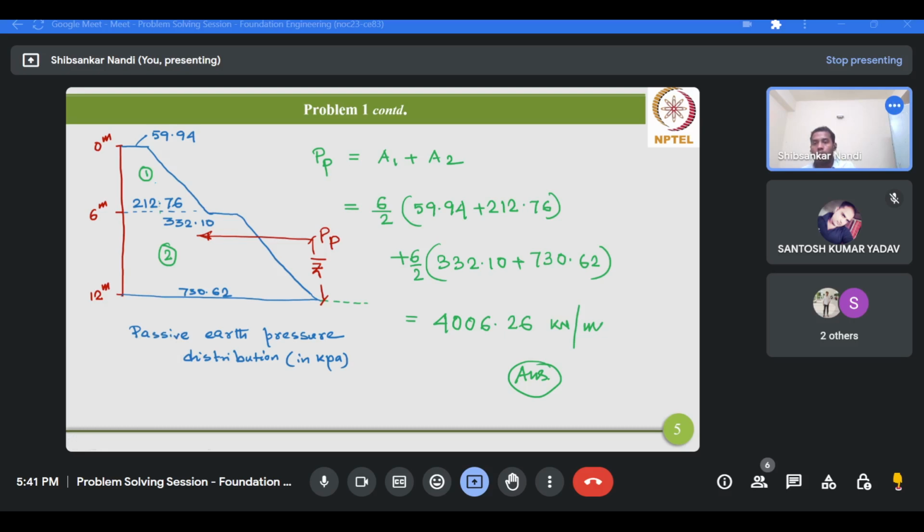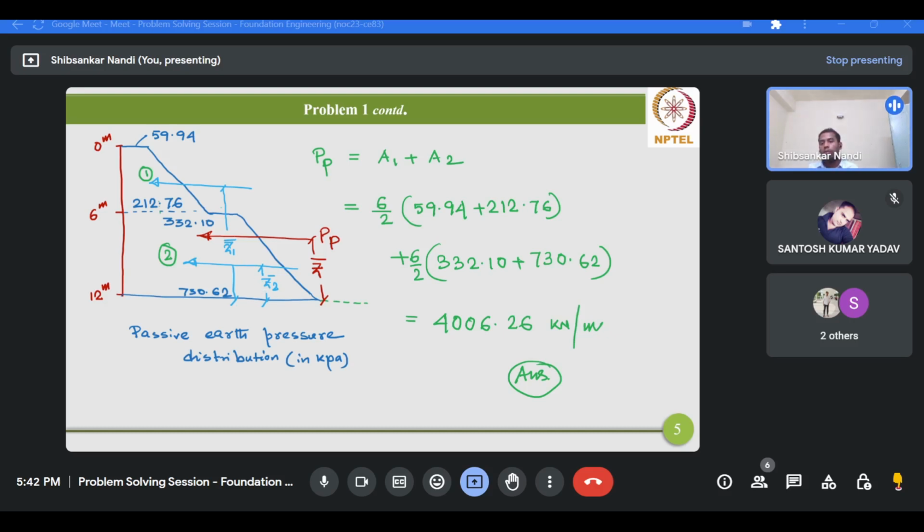So suppose this is the line of action for the first component, and secondly this is the line of action for the second component. And it's very easy to calculate Z1 bar and Z2 bar. This is based on the basic geometry.